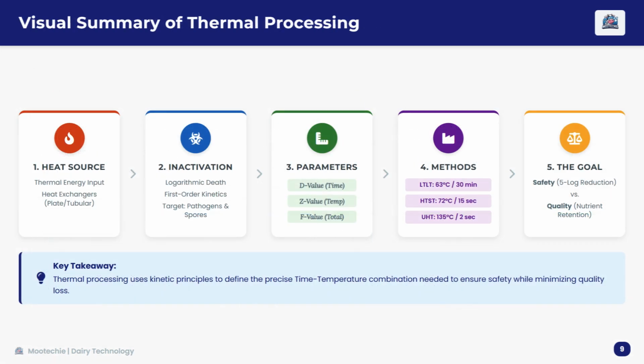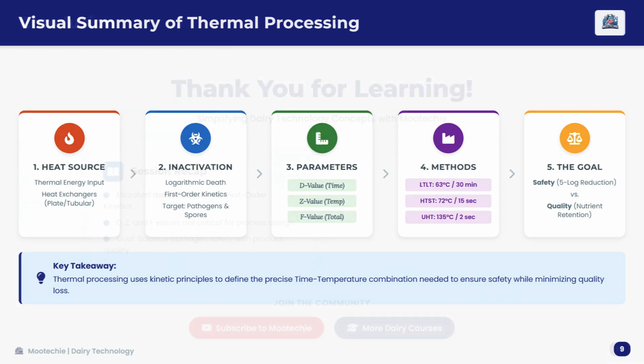This slide presents a visual summary. Thermal processing begins with a heat source, plate, or tubular heat exchangers. Microbial inactivation follows first-order kinetics. Critical parameters include D value, time factor, Z value, temperature factor, F value, total lethal effect. Methods include LT-LT, 63 degrees Celsius for 30 minutes, HTST, 72 degrees Celsius for 15 seconds, UHT, 135 degrees Celsius for 2 seconds. The ultimate goal is balancing safety with nutrient retention and sensory quality.